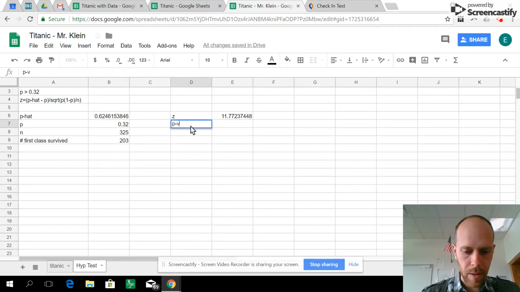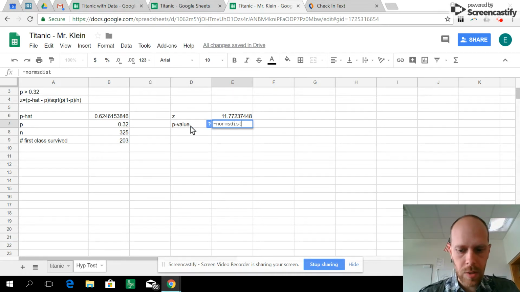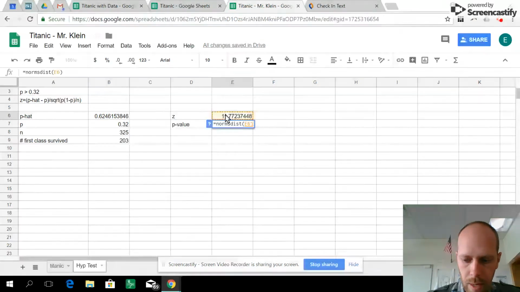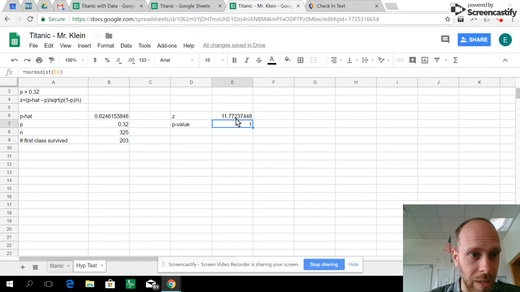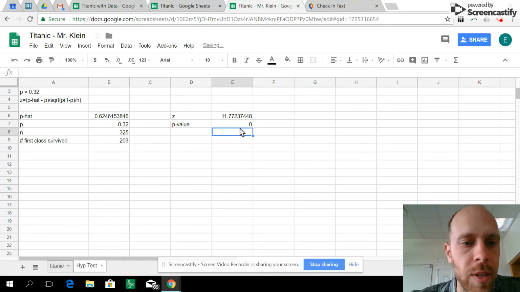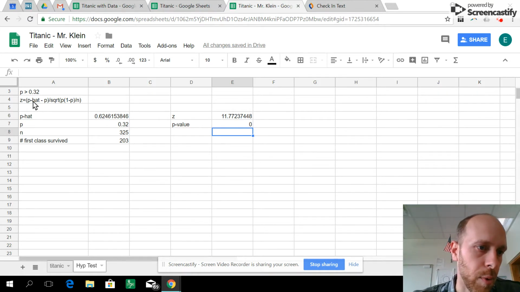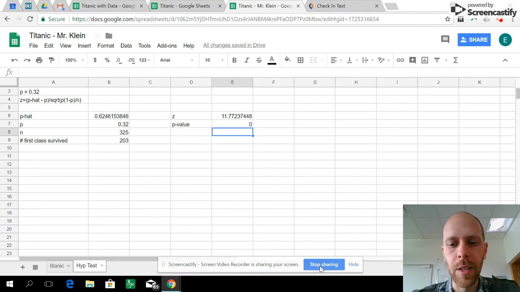And then let's get our p-value. The way that you're going to do this is using something called norm-dist, where you're going to take the z-score and put it in. Now you notice that we get something that's almost 1, and that's because it is doing everything that is below this number. What we want is what's above. So we're going to do 1 minus up here. And we get that our p-value is essentially 0, telling us that there is a huge difference between the proportion of people that survived in first class and the people that survived in general.